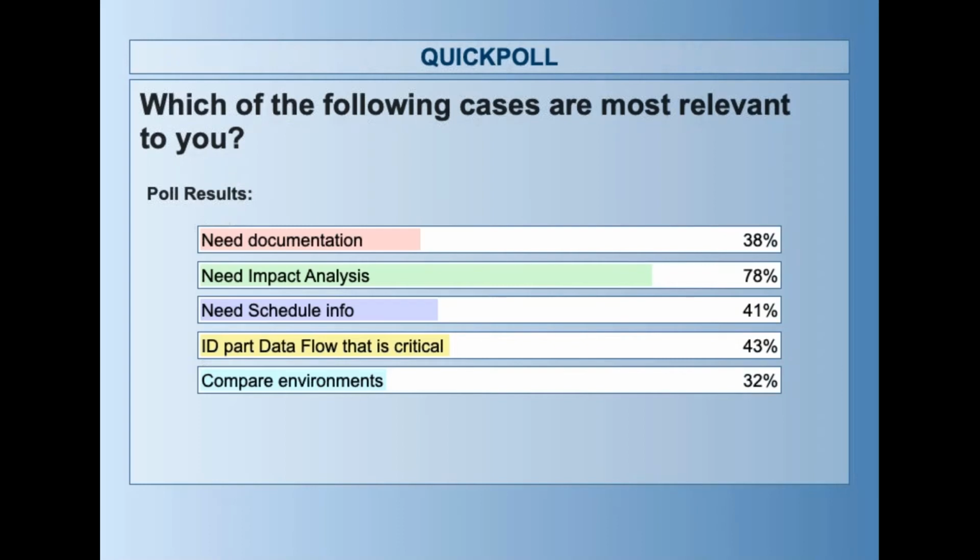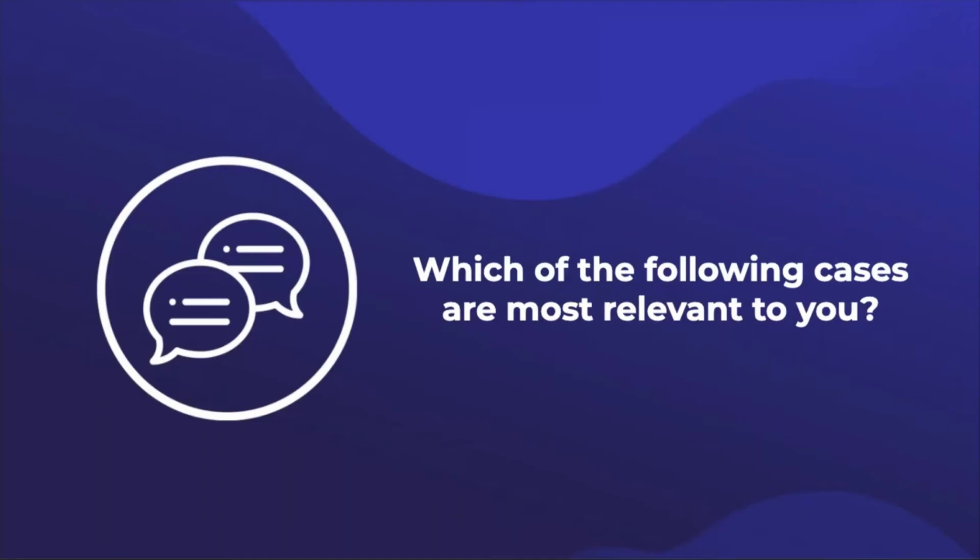Okay, so right off the bat, need impact analysis, 78%. ID part data flow that is critical, 43%. And then, of course, need schedule information. Okay, well, that's good to see. We'll definitely cover documentation and impact analysis and all of that, so we will show you what that looks like. I'm going to move on then.